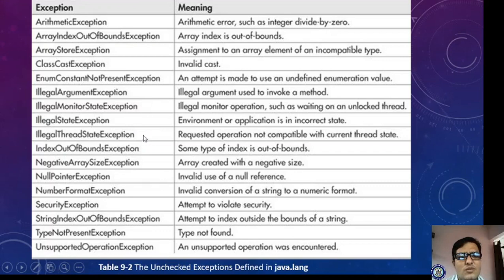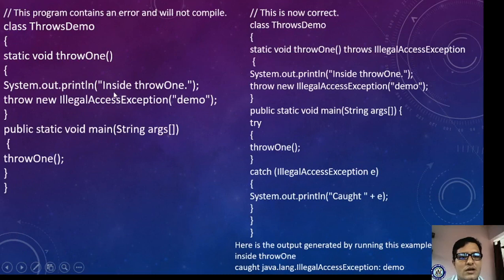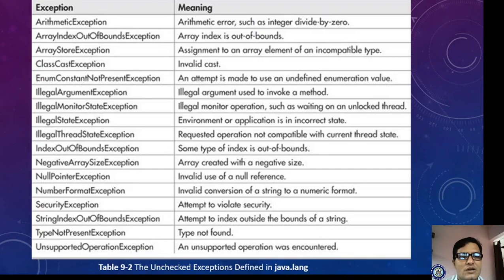Likewise some of them are there. IllegalArgumentException: we already saw illegal argument and illegal access exceptions here. IllegalArgumentException means an illegal argument used to invoke a method. IllegalStateException: environment or application is in an incorrect state. Whatever program you have developed, if this exception arises, it is in an incorrect state. IllegalMonitorStateException: illegal monitor operations, such as waiting on an unlocked thread.